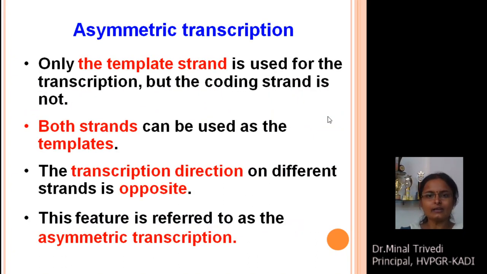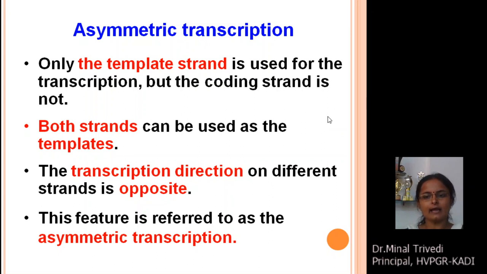Now, transcription is an entirely asymmetric mechanism, as only one strand of DNA is used as a template in transcription, but the coding strand does not act as a template in the mechanism of transcription. In this mechanism, both the strands can be used as a template.